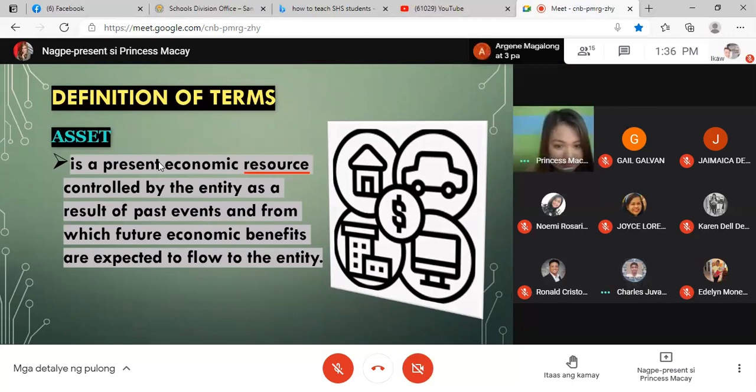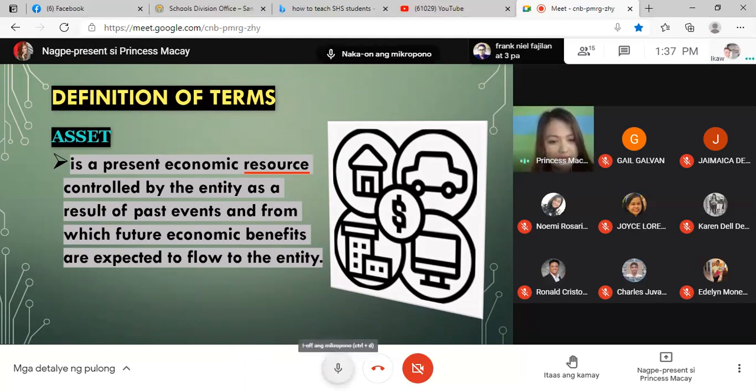Furniture, yes, furniture is an asset. Why do you think furniture is an asset? Fixed asset. Because it is owned by the company. Yes, it is owned by the company, and by the use of that asset, it will bring future economic benefits to the entity.